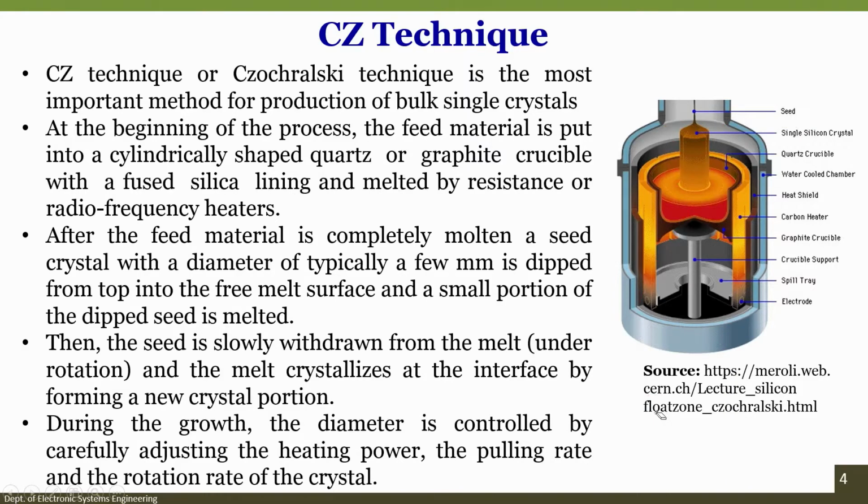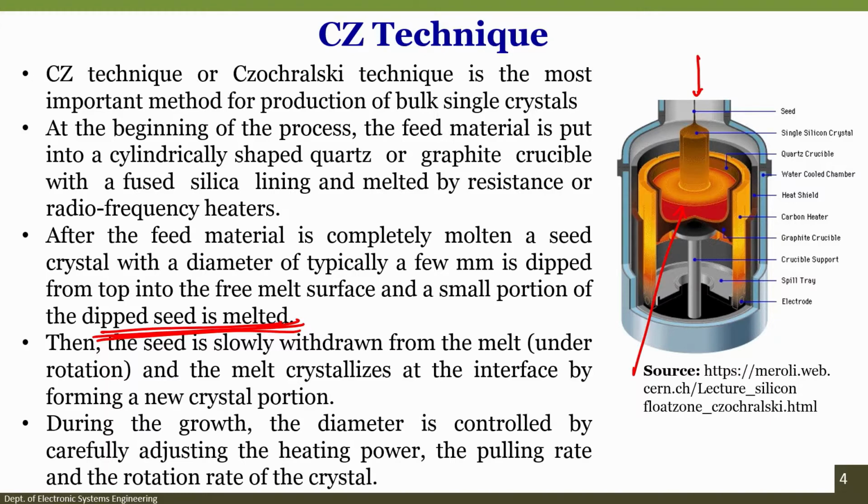If you read further, it says that at the beginning of the process the feed material is put into the cylindrical shaped quartz, which is right over here, right. Once you place the material, then you have to heat the material. This crucible is a graphite crucible with a fused silica lining and is melted by resistance or radio frequency heaters. After the feed material is completely molten, a seed crystal is introduced, right, from the top into the free melt surface, and a small portion of the seed crystal is dipped into the molten silicon.